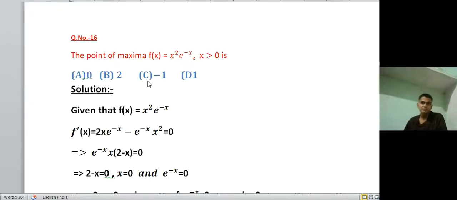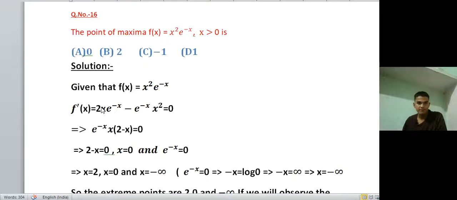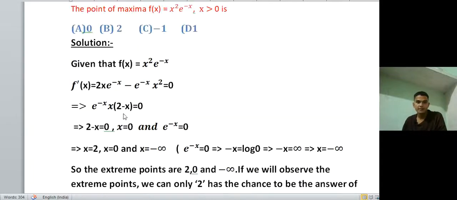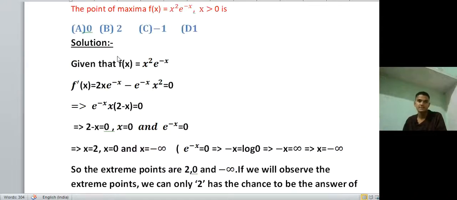To find out the extreme points of this function, we have to find out the derivative of this function and equate it with 0. Then we can find out the extreme points of the function. So here f of x is equal to x square into e to the power minus x, and first we will find out the derivative of this function.